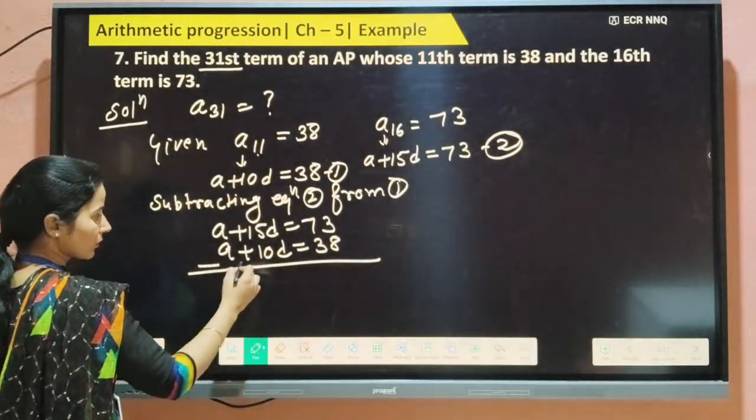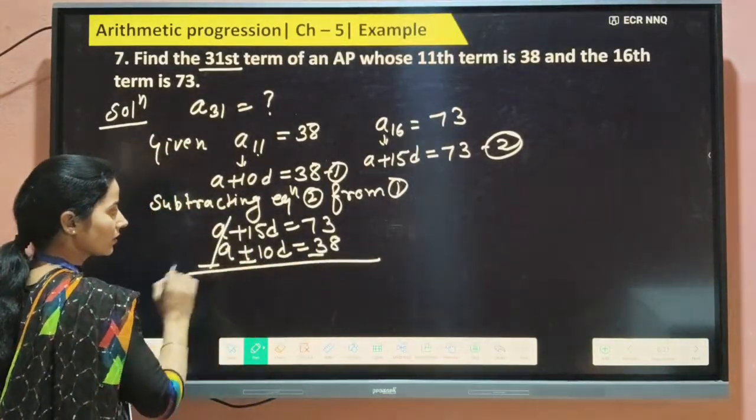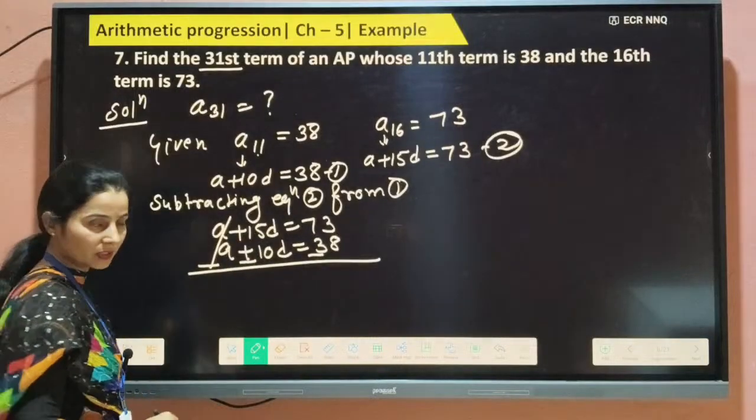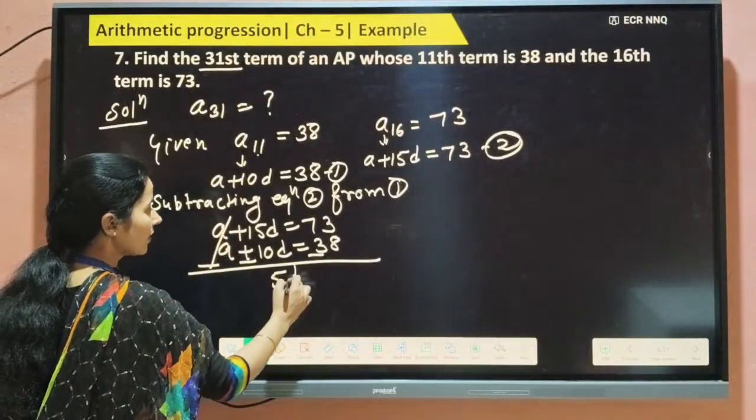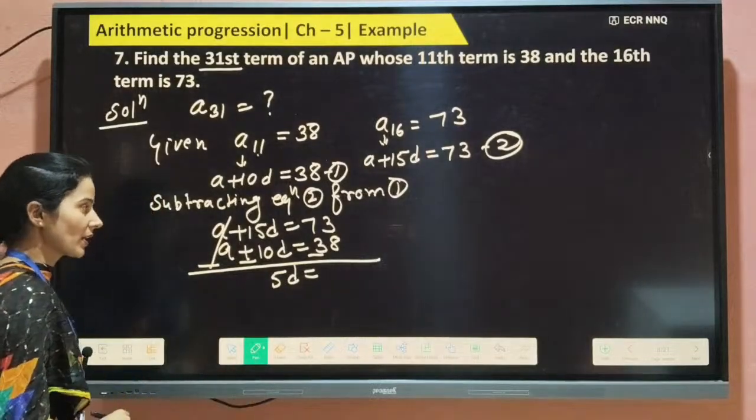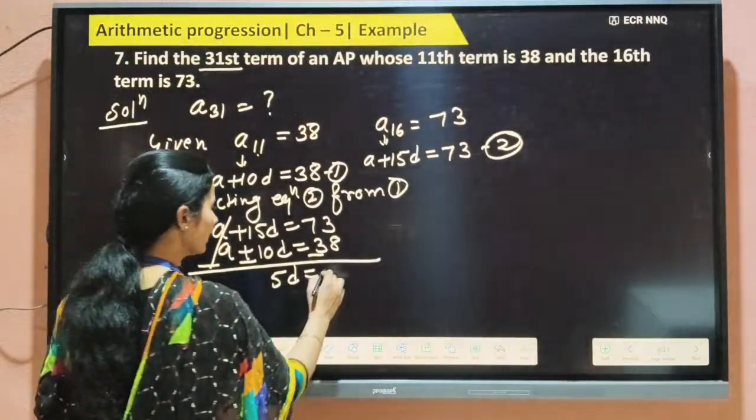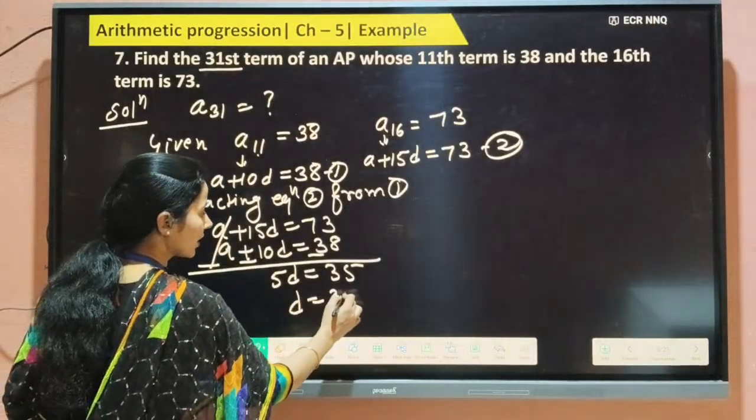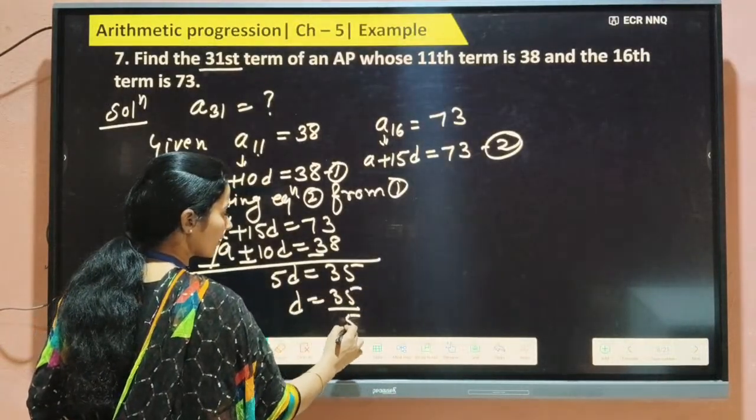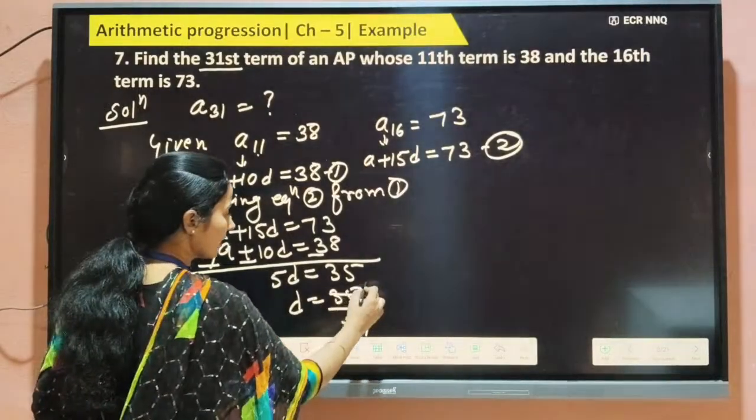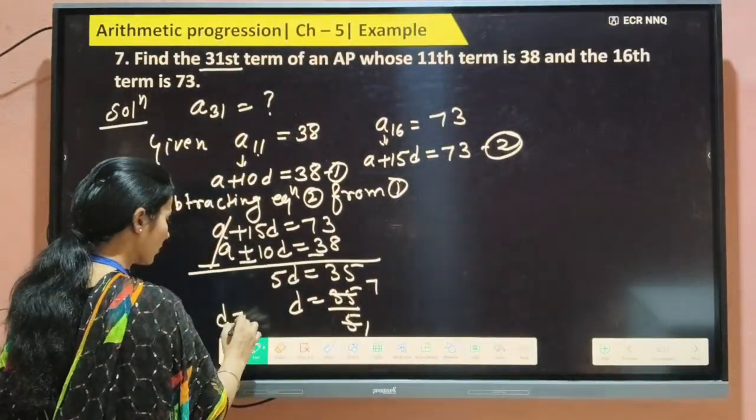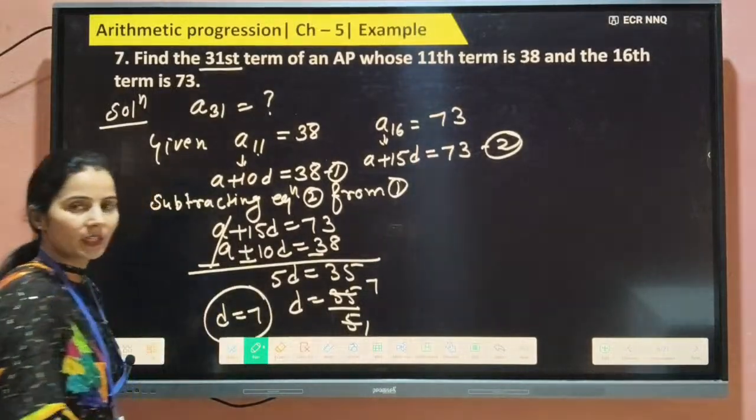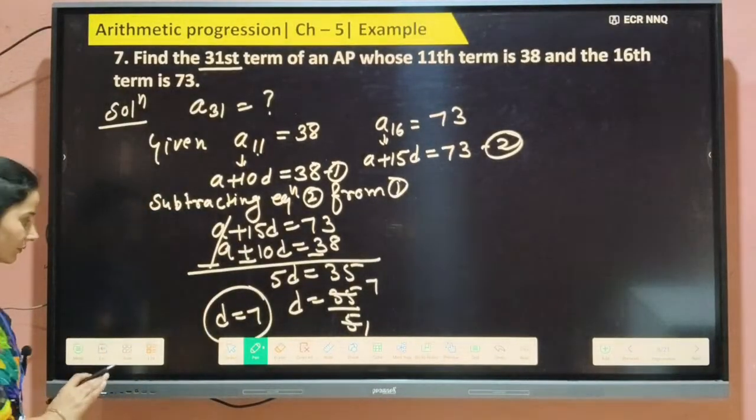We are subtracting, so change sign, cancel. 15D minus 10D is equal to 5D, and 73 minus 38 will be 35. So D equals 35 by 5. 5 ones are 5, 5 sevens are 35. D value is 7.